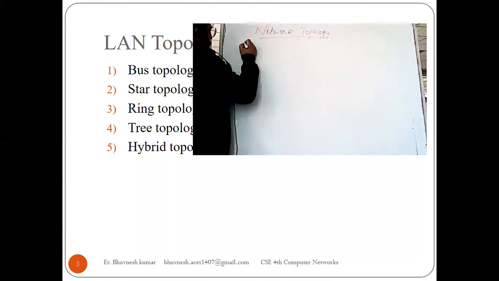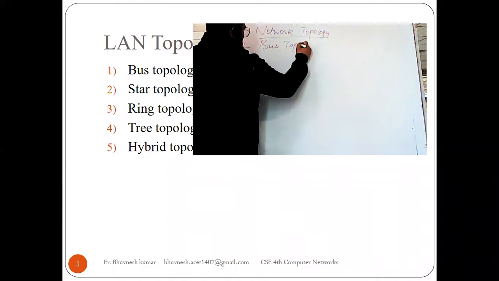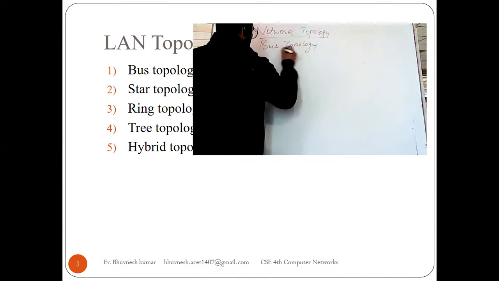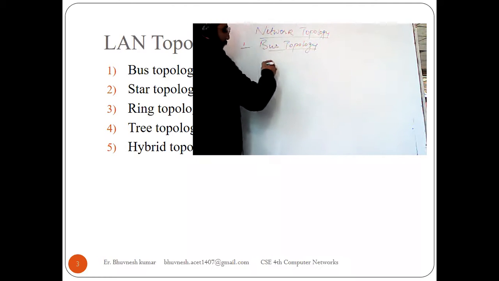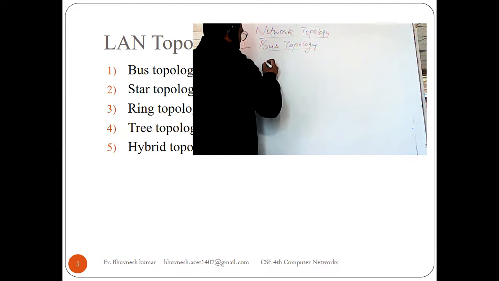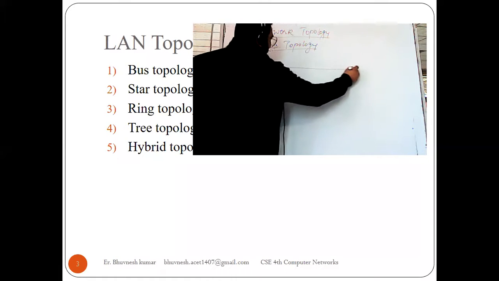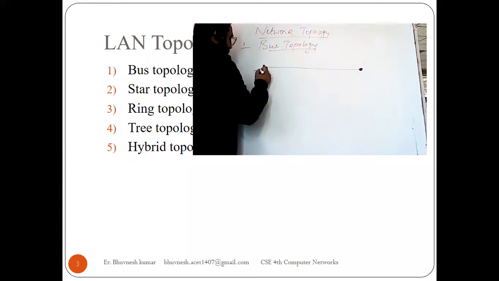First one is bus topology. Topology is the way to arrange or make a network of your devices. And in this, there are two endpoints. These endpoints are called terminators.